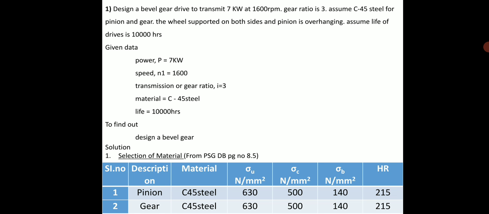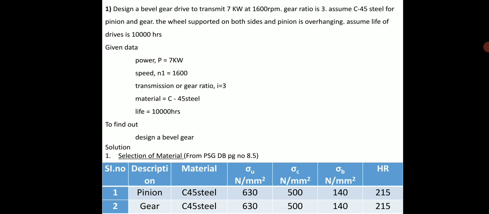From the question, we have to write the given data. Given data: power P is equal to 7 kW. Speed N1 is equal to 1600 rpm. Transmission ratio or gear ratio i is equal to 3. Material is C45 steel. Life of the gear is 10,000 hours. To find: design a bevel gear.